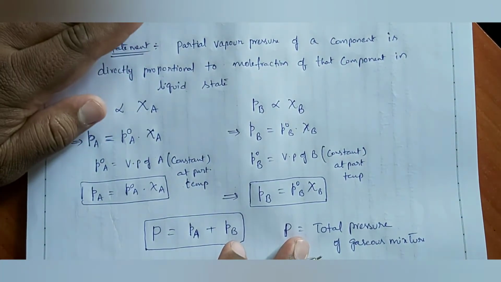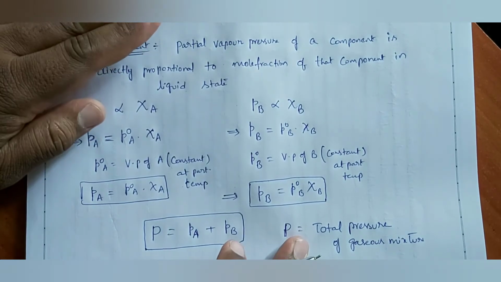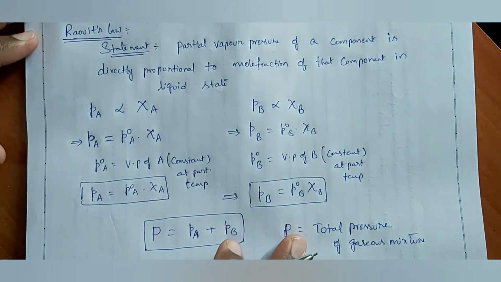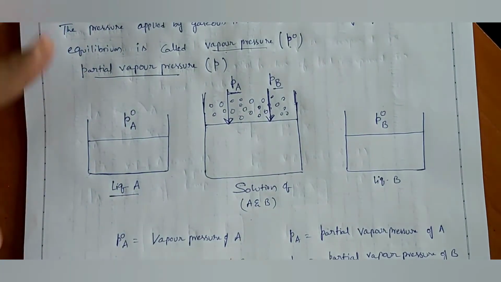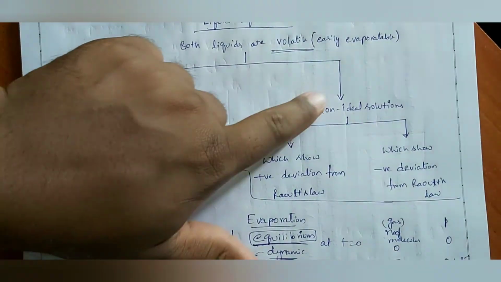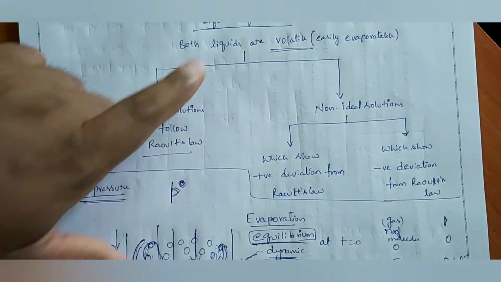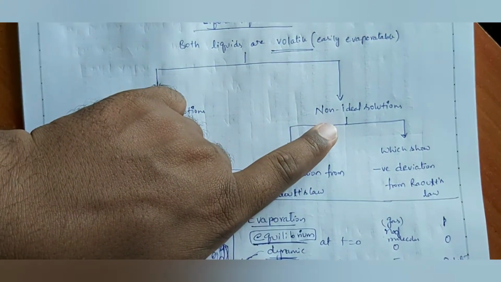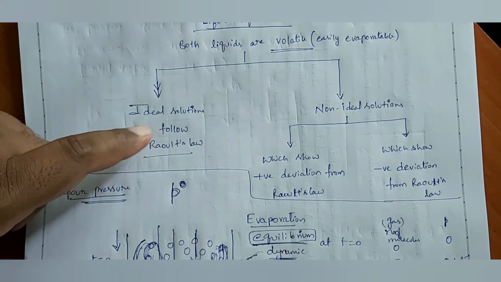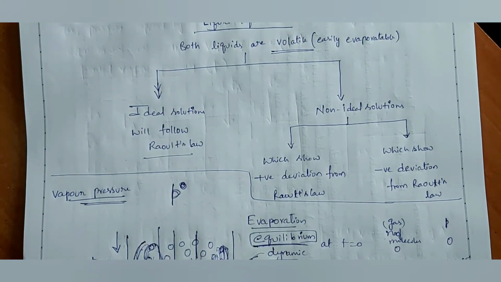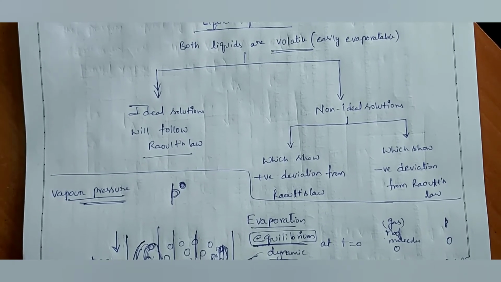I will explain clearly in what conditions that also will be there. Those are called non-ideal solutions. If a solution obeys that, I told initially, starting itself I told, there are two types of solutions in liquid solutions: ideal solutions and non-ideal solutions. Ideal solutions will follow Raoult's law, non-ideal solutions will not follow Raoult's law. What is the meaning of that?